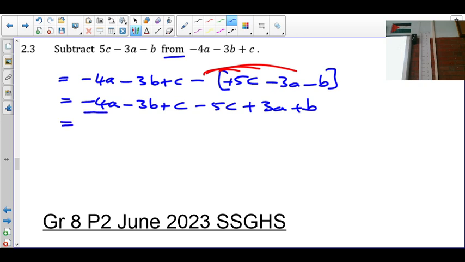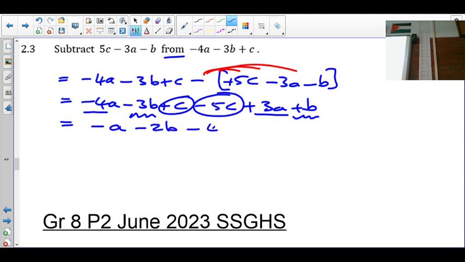Again, we're going to look for like terms. We underline or group our like terms there. So negative 4a plus 3a is going to be negative a. Minus 3b plus b is negative 2b. And c minus 5c is minus 4c. Okay. Let's carry on.